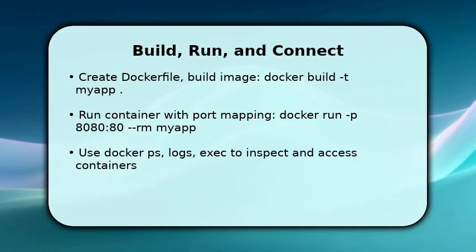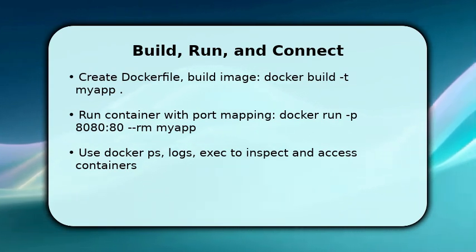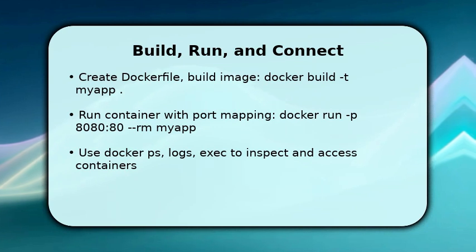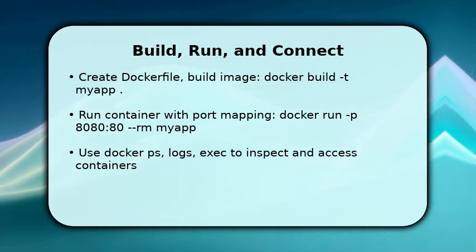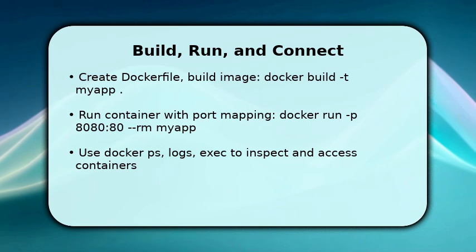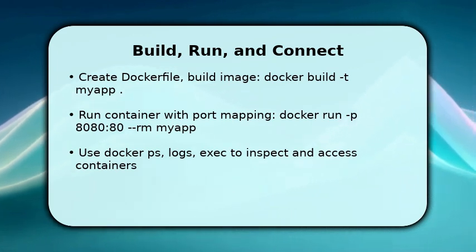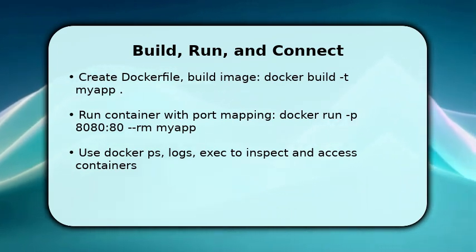Now you'll create a Dockerfile and build an image. docker build -t myapp. Explains what goes into the container. Once built, run it with port mapping and environment variables. For example, docker run -p 8080:80 --name myapp myapp to expose services to Windows.